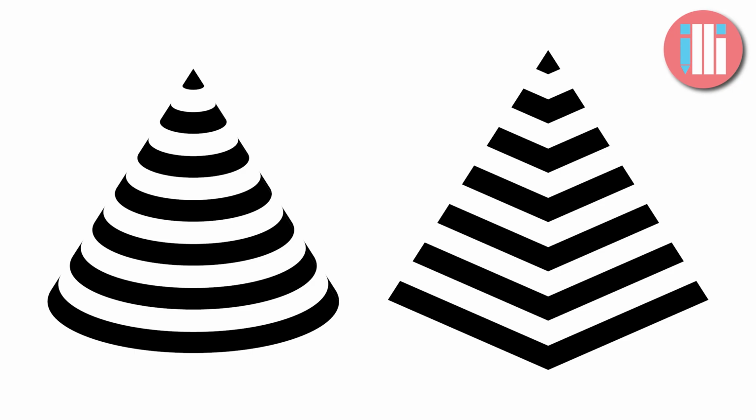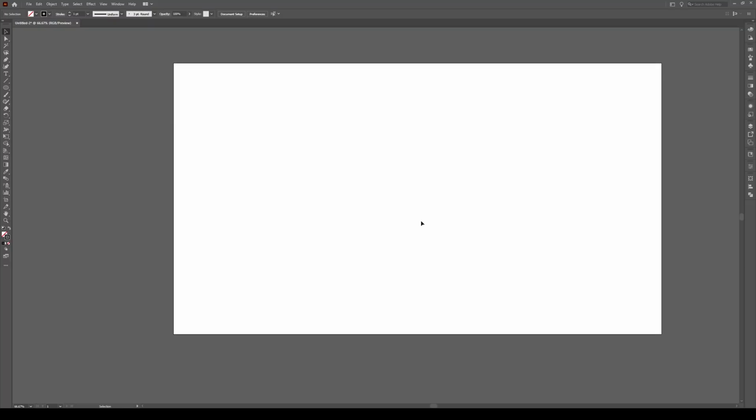Today I'm going to be showing you how to make these two optical illusions of a cone and a pyramid in Adobe Illustrator. Let's get started with the cone. We're going to begin on an artboard that's 1920 by 1080 pixels, and let's start by selecting the line segment tool and then clicking and making a line that's about 200 pixels long.